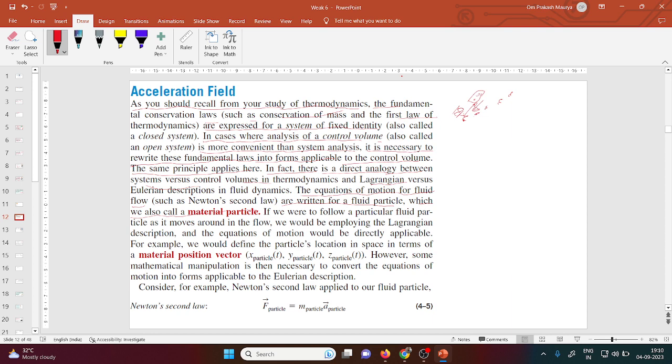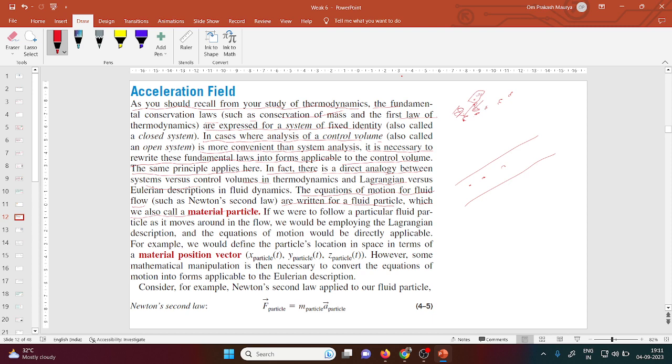Newton's law is written for the particle level. If we were to follow the particle of fluid as it moves around the fluid, we would be employing the Lagrangian description, and the equation of motion would be directly applicable. If we follow the Lagrangian approach, that is the one fluid tracking system, we can directly use Newton's second law. It is written here.